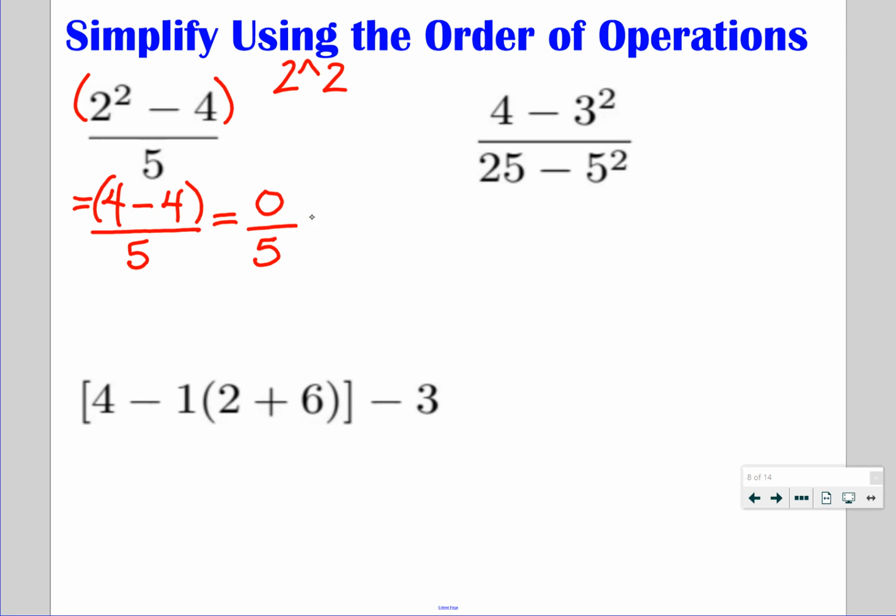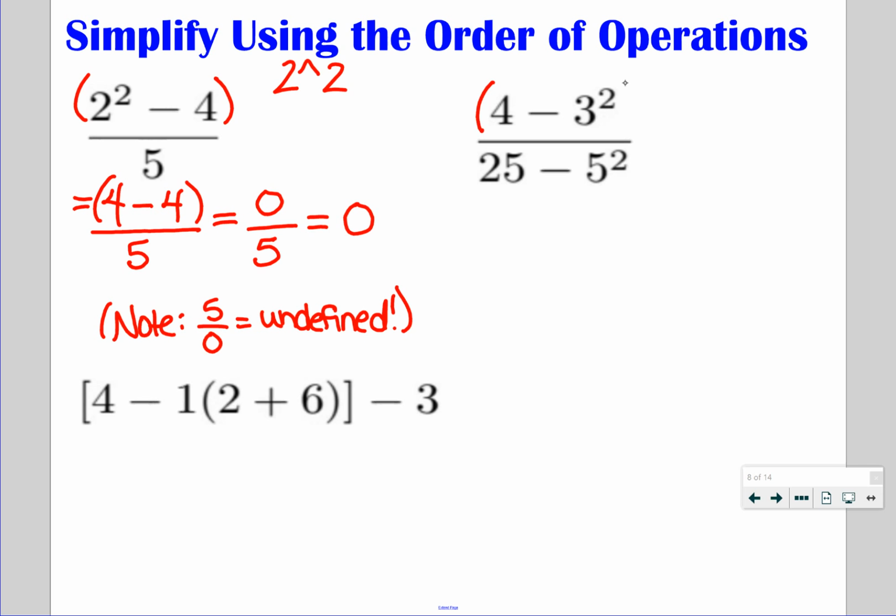If I continue now to simplify inside that parentheses on top, I'm going to get a 0 over 5. And 0 divided by anything gives me 0. Quick note, if you ever have something divided by 0, we can't divide by 0 mathematically, so we say that is undefined.